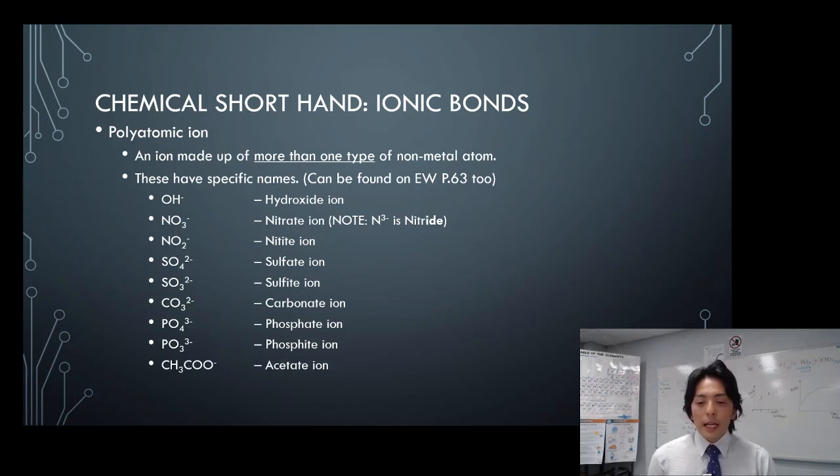Finally, CH3COO-. It's called the acetate ion or ethanoate. Ethanoate is actually the systematic name, but it's commonly known as the acetate ion. If you put H+ on it, you call it acetic acid, which is the acid that's in vinegar.